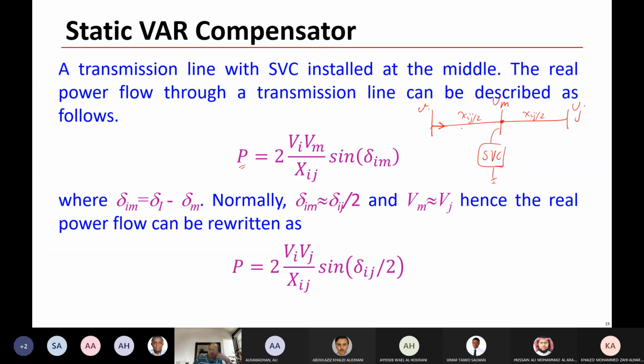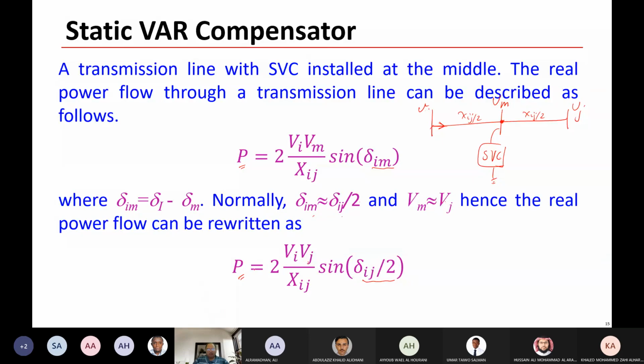The voltage difference is almost around 1 per unit. For the angle difference, the voltage difference is not that much, and B equal to VI. The power flow can be written as VM approximately equal to VJ. We can replace VM by VJ, and you have delta IM is approximately delta Ij over 2. So we replace delta IM by delta Ij over 2 approximately, and this replaces VM. So this is the power transfer.